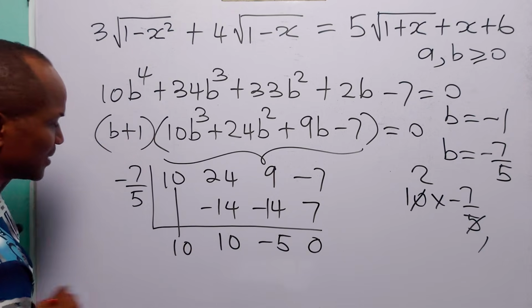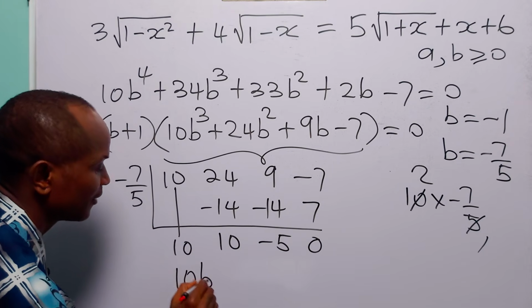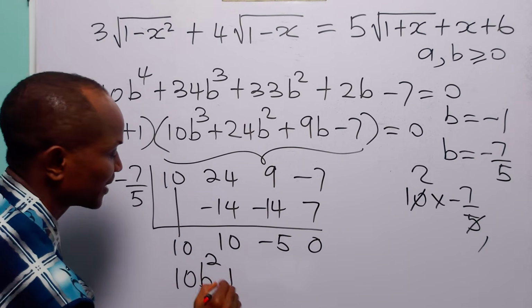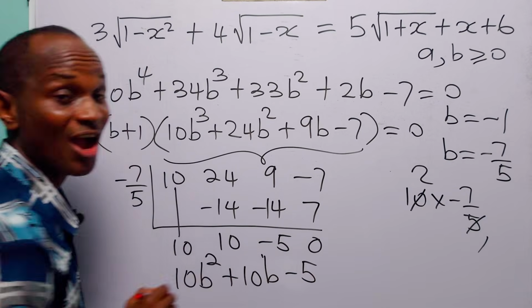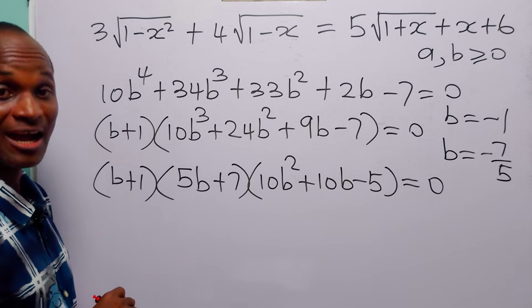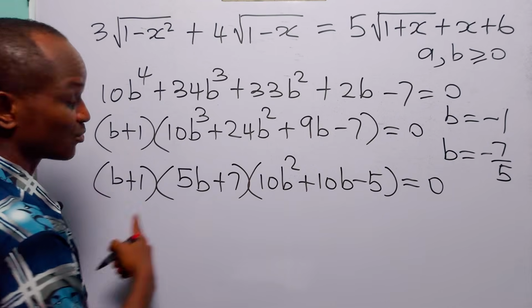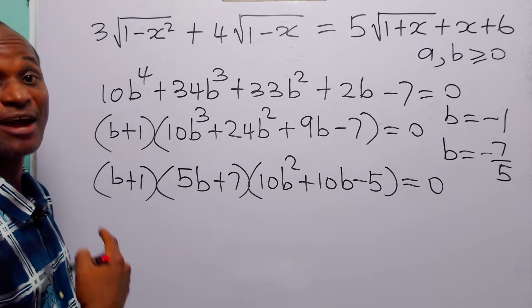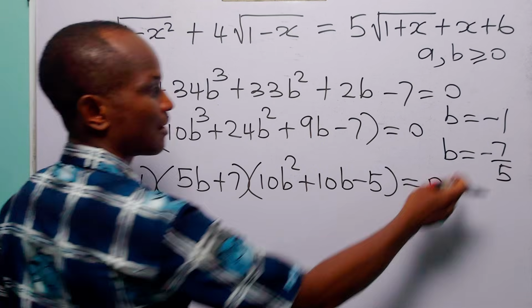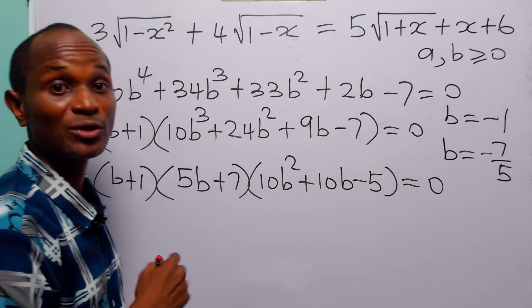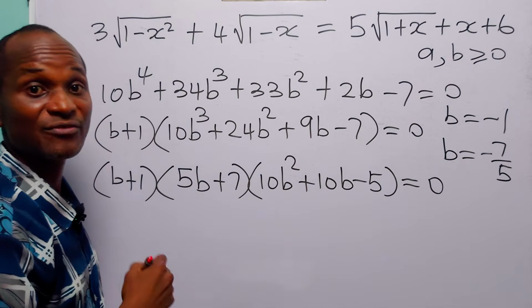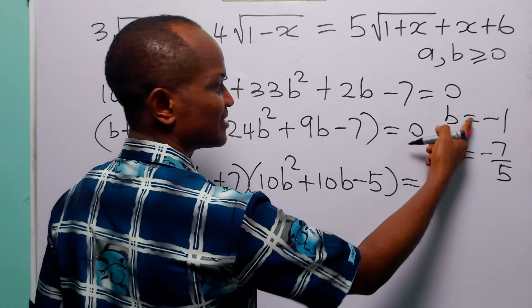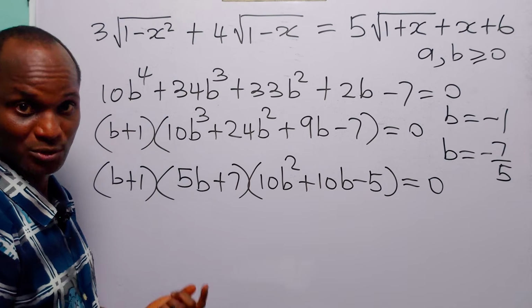So when we divide, we have 10b squared plus 10b minus 5. And after factorization, this is what we have. Already we have found two values for b, minus 1 and minus 7 over 5. But remember that b must be a positive number. So both of these values of b are not useful to us.